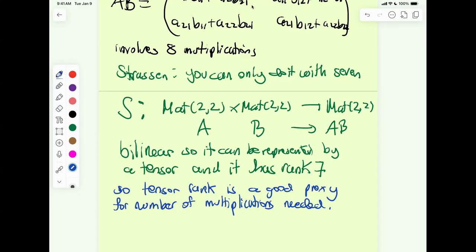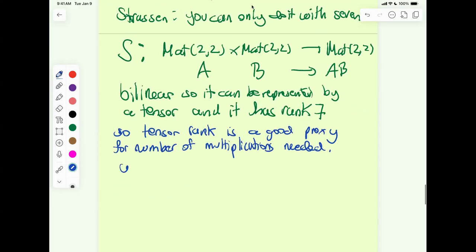What is the basis for the 2 by 2 matrices? It has four, so what is the basis? Yeah, I guess you could do it with 6 indices, right? That's what you're thinking of. Exactly, row and column.